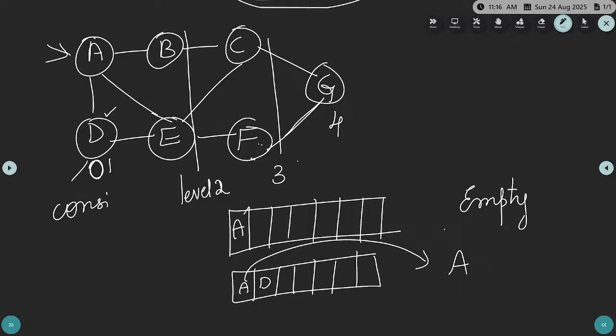We are taking in that order. I have given you the order, right? B and then E. See, this is the most repeated question.